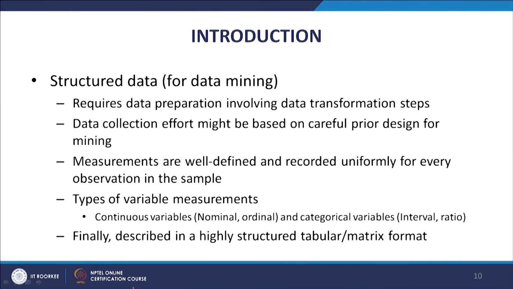Now, we look at the types of variable measurements. There are two main types: continuous variables and categorical variables. A continuous variable has two types, interval and ratio, and a categorical variable has two types, nominal and ordinal. So, these are the types of variable measurements. Finally, we get a highly structured tabular or matrix format.